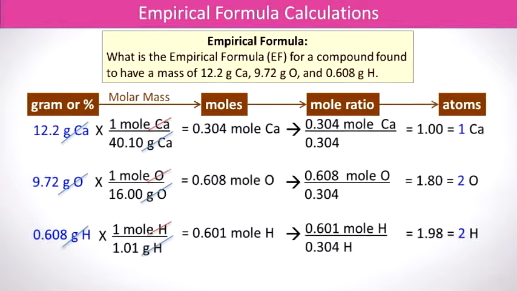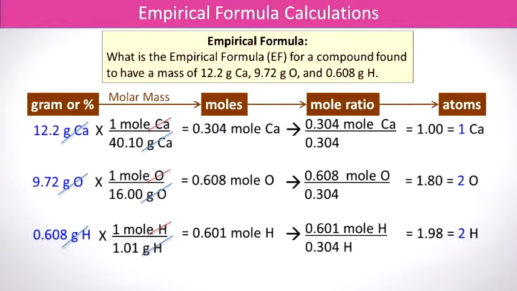We do this by using molar mass of calcium, set up as a dimensional analysis, and we obtain 0.304 moles calcium. We do likewise for oxygen to get 0.608 moles oxygen, and we continue to do hydrogen by setting up again a dimensional analysis to obtain 0.601 moles hydrogen.